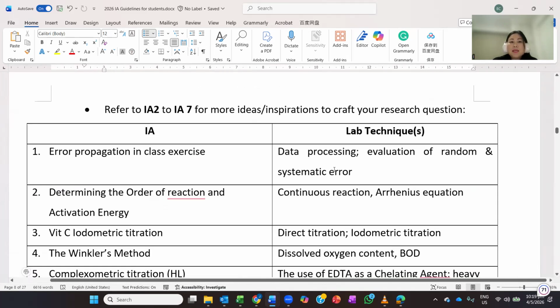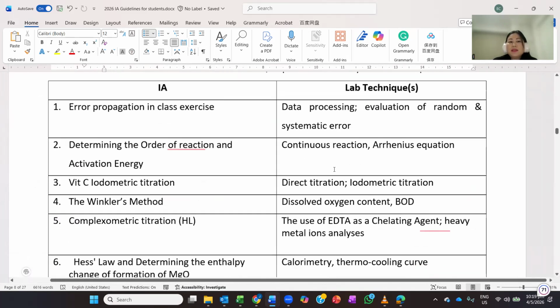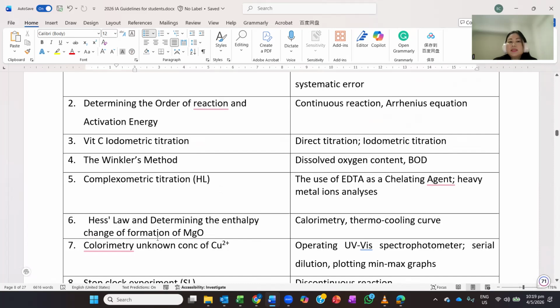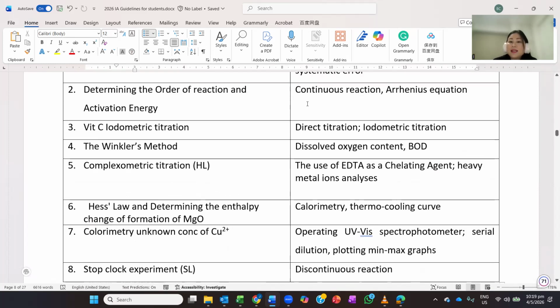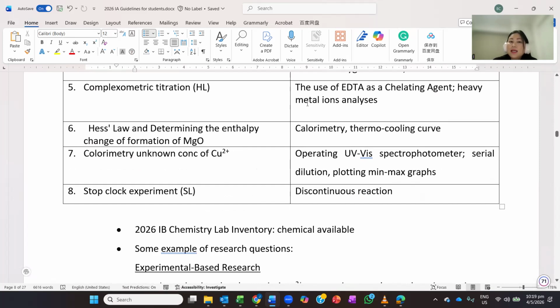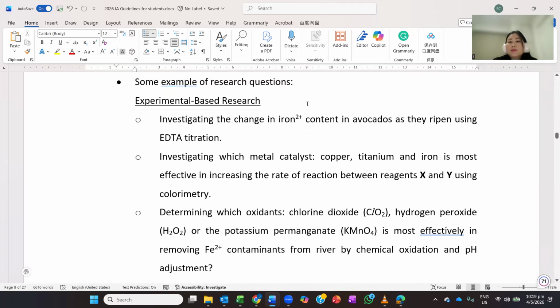All right. Okay, so you can refer back to the IAs that we have done, and then get your inspiration. But you're not limited to what we have done. If you really can find something online and that thing is doable, manageable in 10 hours, you can go ahead and do it. Okay, so example of research question: investigate the change in iron content in avocados with different storage conditions. Different stage of ripening is not good, try not to write that. Or subject to different amounts of heat.